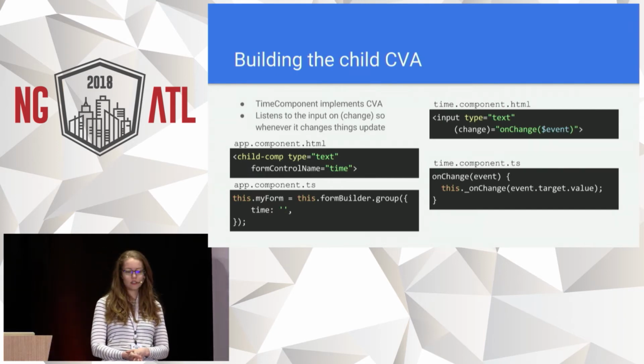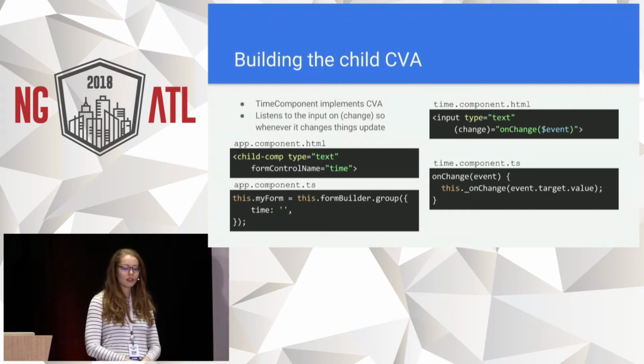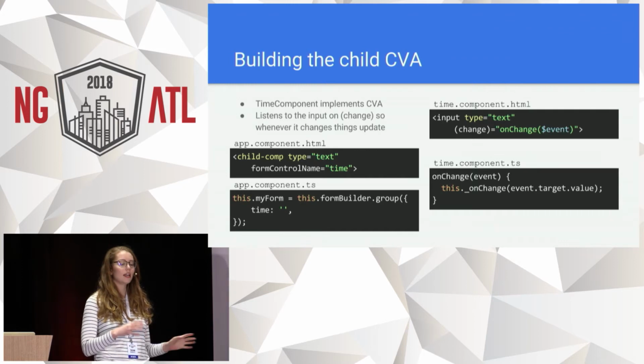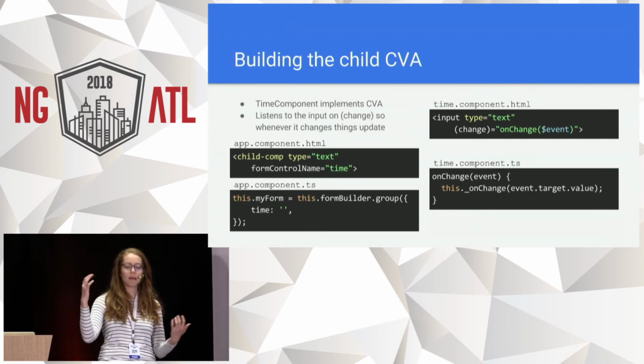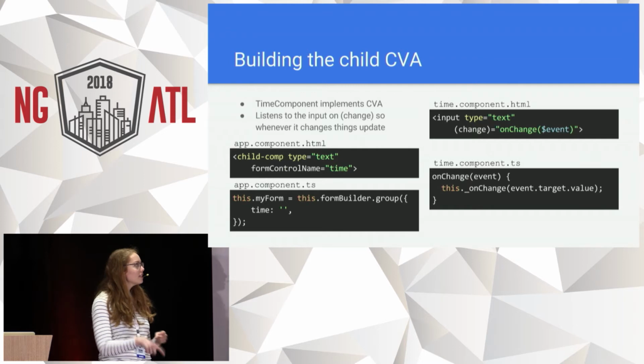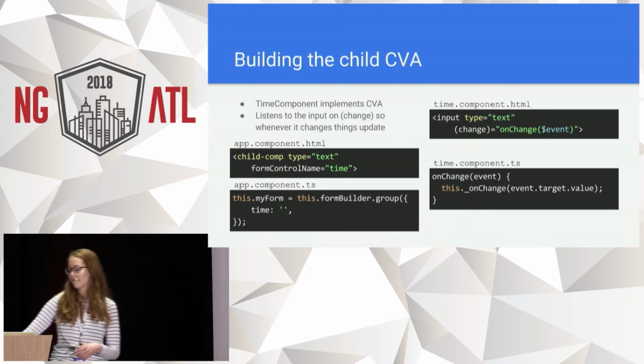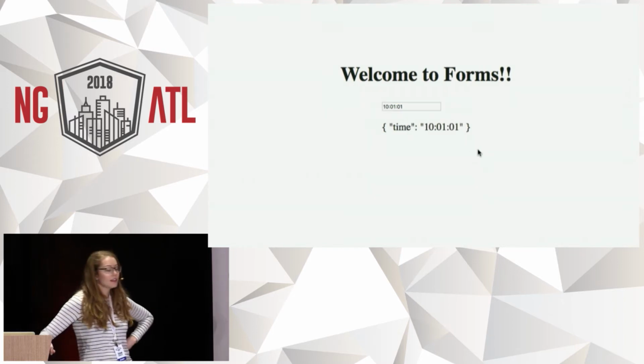We actually need to listen to our input. You can listen to the input using the change event. Then in your time component file, you say, OK, I heard a change from the input. Now I'm going to call my onChange function, which is the function that the Forms API gave me to emit a value to my parent. I accept the change from the input, and then I emit that back up to the parent.